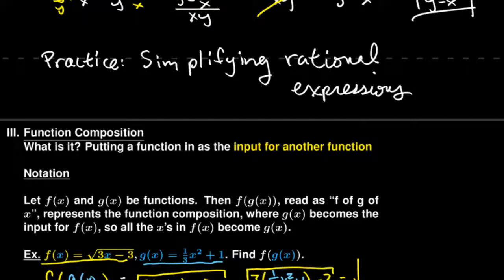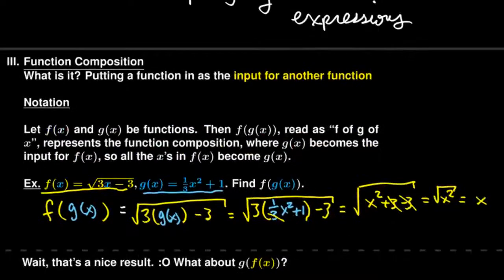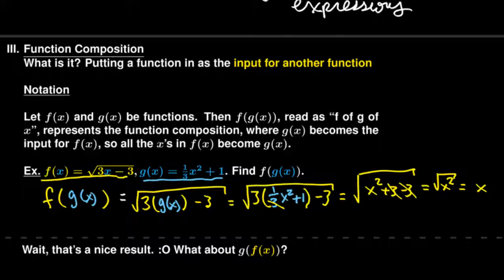Okay, so a 3 is going to divide with this, and I'm going to multiply there. So we get x squared plus 3 minus 3. That's going to subtract out, and then we end up with this. The nice thing is we actually end up with x in the end. So yeah, that's a thing. And let's see, that was a nice result. So what if we did it the other way though? What happens if we do g of f of x?